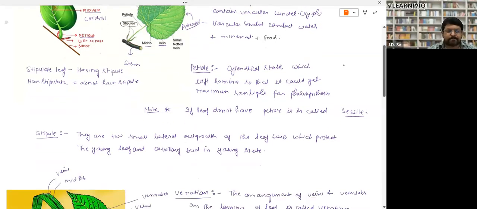Come to the petiole. Petiole is a cylindrical stalk, which holds the leaf lamina so that it could get maximum sunlight to perform photosynthesis. That is the function of it. If the leaf does not have petiole, it is called sessile. Note it down, please. It is not compulsory that every leaf has the petiole. Leaf may or may not have petiole.